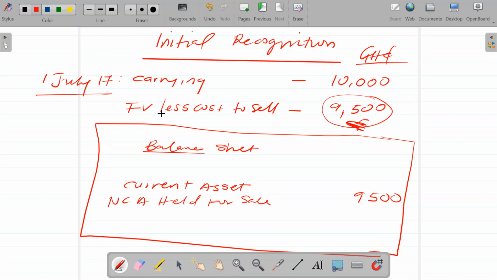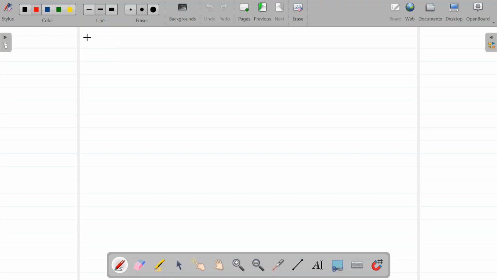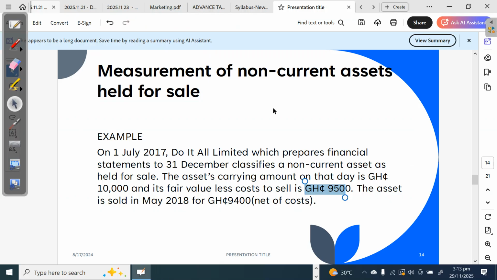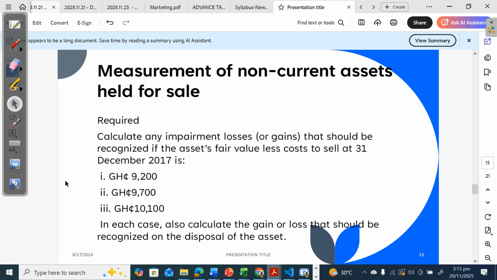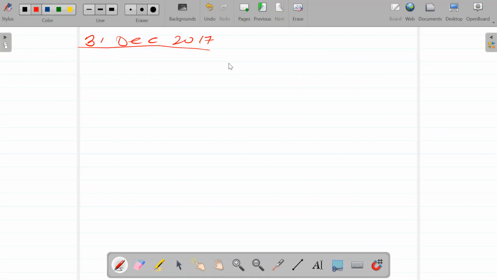Now let's go to 31st December, at the end of the year. At the end of the year, the asset is still not sold, but we need to restate the fair value. Let's start with 9,200. Now the fair value is 9,200, so our double entry will look like this.